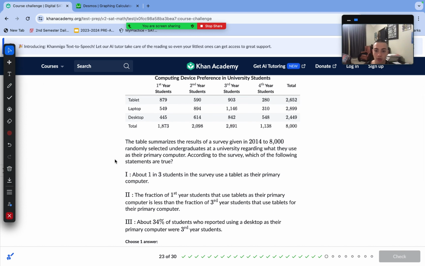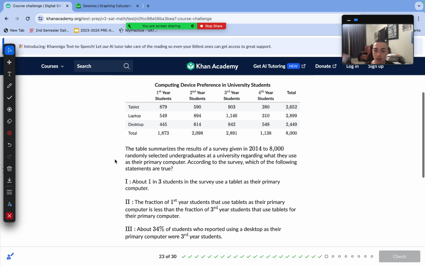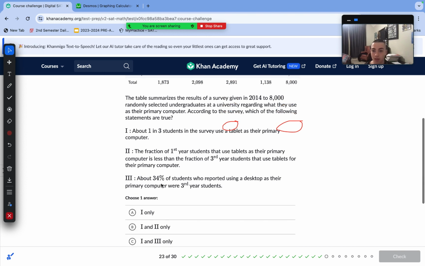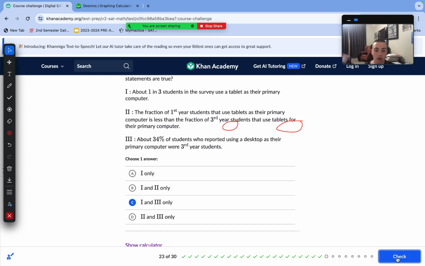Now statement 3: about 34% of the students who reported using a desktop as their primary computer were third-year students. So students that reported using a desktop, and a third of that was supposed to be third-year students. We're going to go ahead and divide 842 by 2,449, and that gets 0.34, which is about 34%. So that means statements 1 and 3 are correct here.